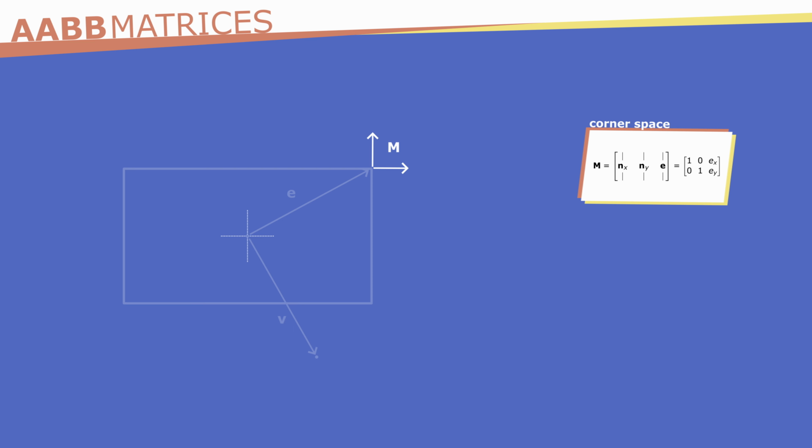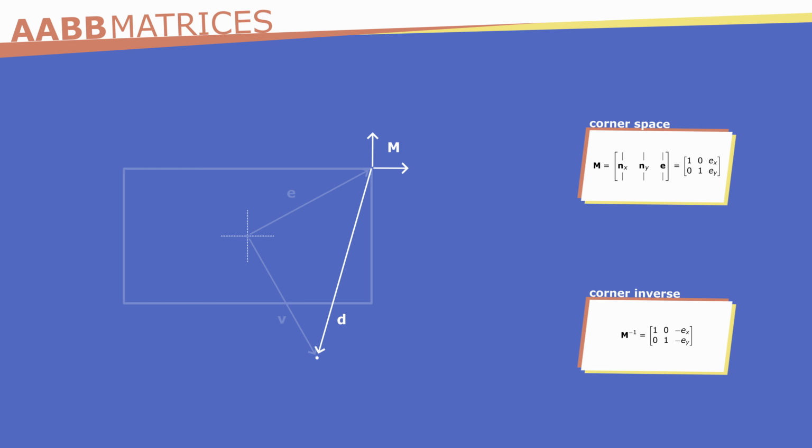Because the corner is not rotated, the forward transformation could be an identity matrix combined with the extent vector E, which translates the corner point. Now we have the forward transformation. We can invert the transformation matrix M, which allows us to transform into corner space. The inverse transformation is simply the backwards translation of the extent vector E. A local AABB point V would transform into a corner distance vector D.